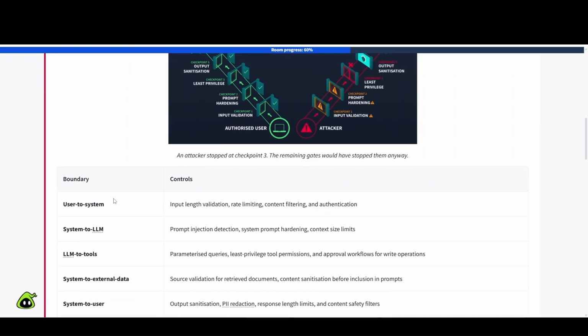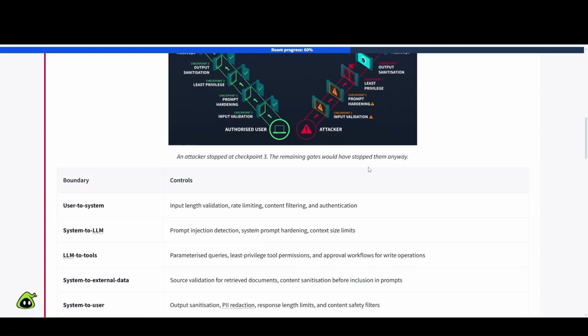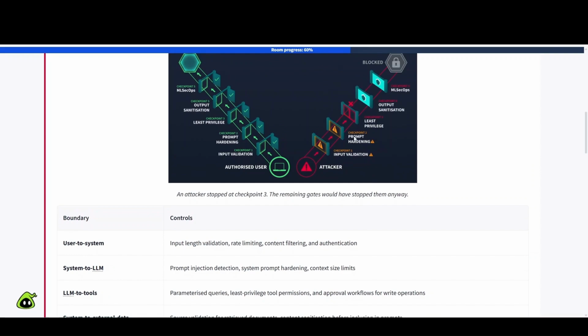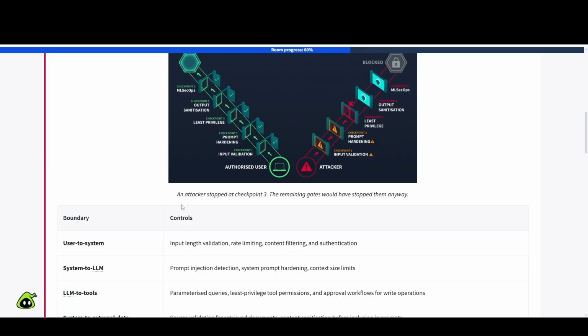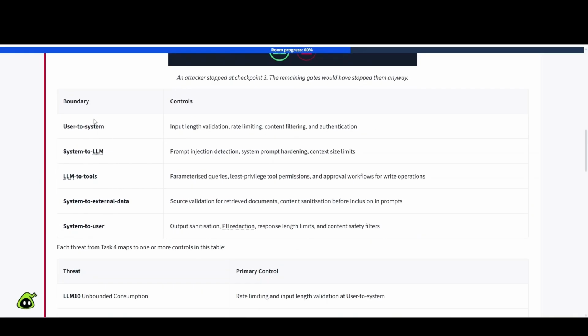All right, so another table here. Let's read this little snippet here. An attacker stopped at checkpoint 3. The remaining gates would have stopped them anyway. Okay, so right here, least privilege. Back to this table here, we have boundary and controls. User to system: input length validation, rate limiting, content filtering, and authentication. System to LLM: prompt injection detection, system prompt hardening, context size limits.